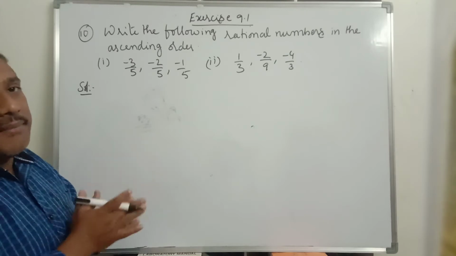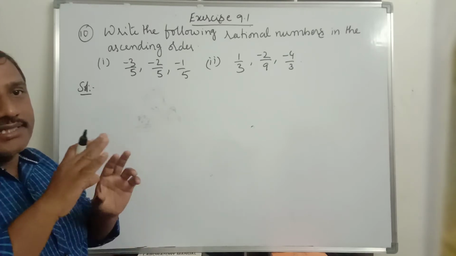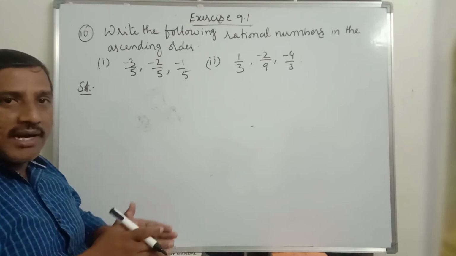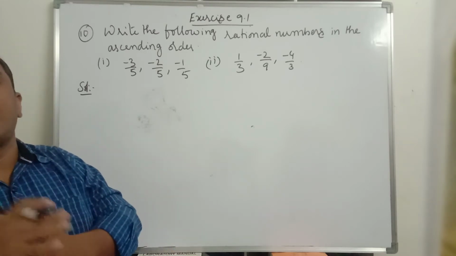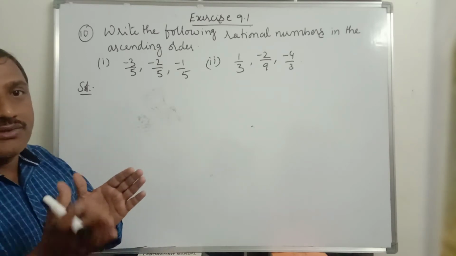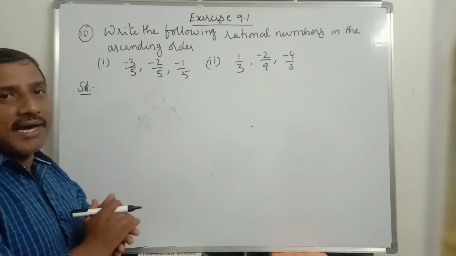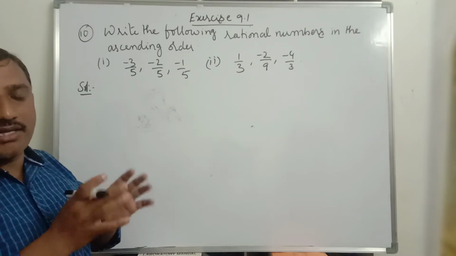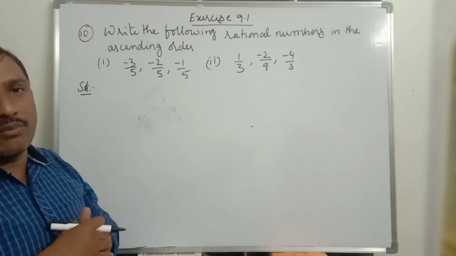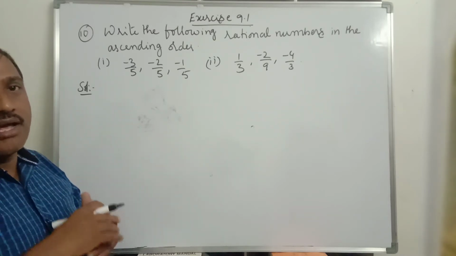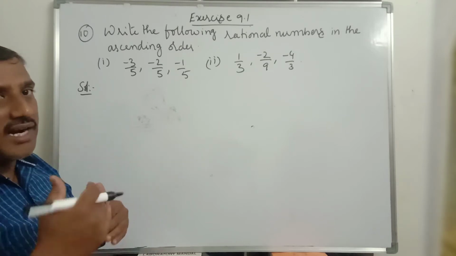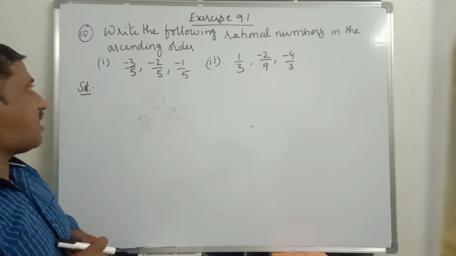So how do we compare the rational numbers? It is again two types are there. Rational numbers with the same denominators, rational numbers with the different denominators. Rational numbers with the same denominator, how do we compare? By comparing the numerators. The fraction or the rational number with the greater numerator is the greater rational number. The rational number with the smaller numerator is the smaller rational number.